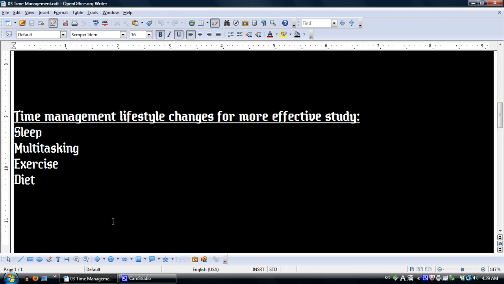But if you're really serious about managing your time, then you might also want to look into not just rescheduling, but making some actual lifestyle changes that can make you more efficient and more effective in your study habits. So there are a number of aspects of life that we want to look at in this regard, and the first and far and away the most important is sleep. Look at your sleep habits.